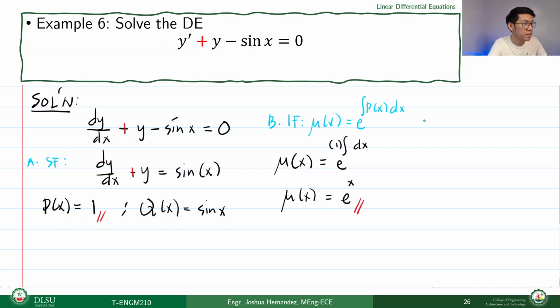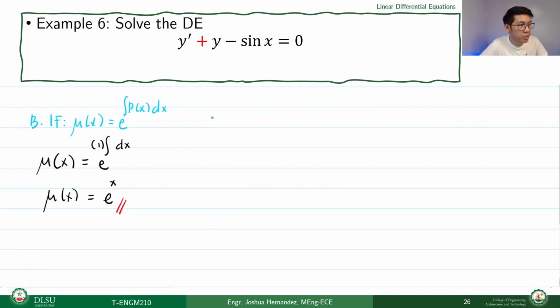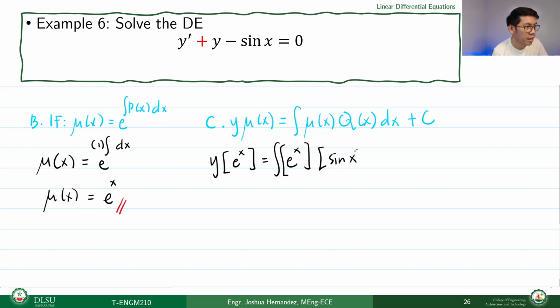Alright. Let's now proceed to the next step, which is finding the general solution. The general solution is defined as y mu of x equals the integral of mu of x q of x dx plus c. So how do we solve this one? We have mu of x as e to the x. So simply, y e to the x equals integral of e to the x, and our q of x is sine x, sine x, and then dx plus c.